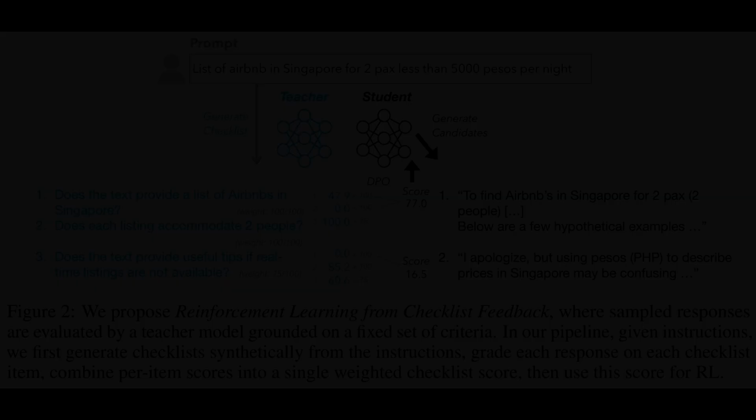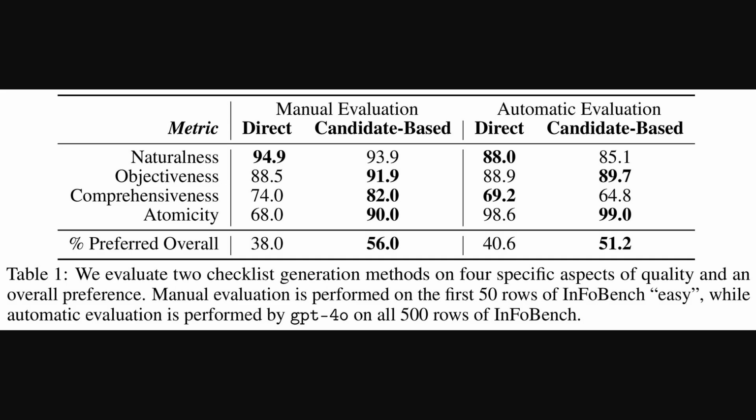Building on that, this table digs into how they create the best checklists in the first place. They compare 2 methods, a simple direct prompt and their new candidate-based approach. They evaluated the checklists on qualities like objectiveness and atomicity, which just means how specific and verifiable each item is. While the direct method was a bit more natural sounding, the candidate-based method was consistently better at being objective and comprehensive. And looking at the bottom row, percent preferred overall, the candidate-based method was clearly the winner, making it the superior choice.